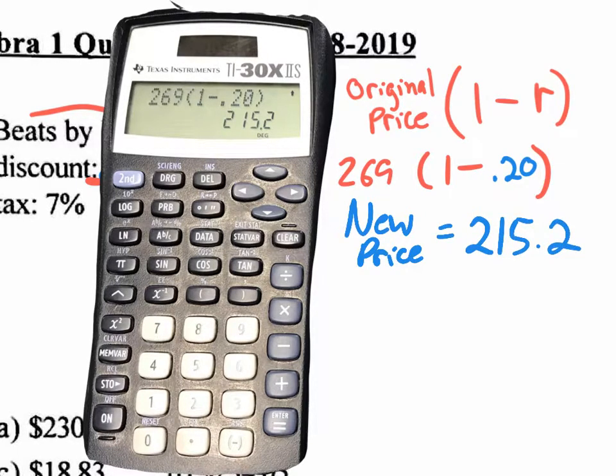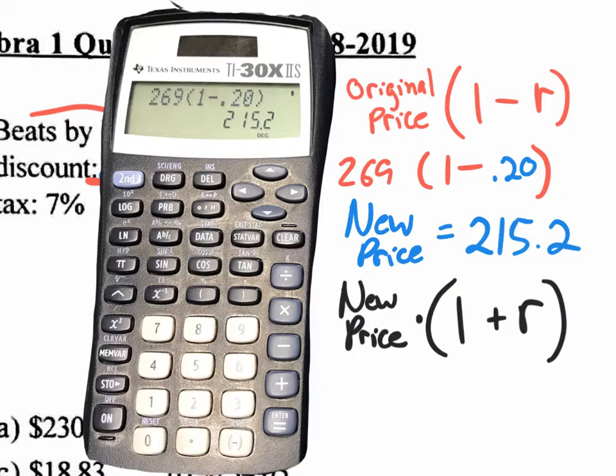Now, of course, you need to calculate taxes. And there's the new formula that we need to calculate taxes. Again, the only difference is that this one had a minus because we calculated a discount. It makes the price go down. This one's calculating taxes. It's going to make it increase, so that's why it's a plus. So your new price is 215.2, and then put parenthesis 1 plus R.